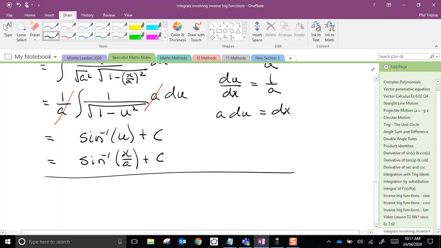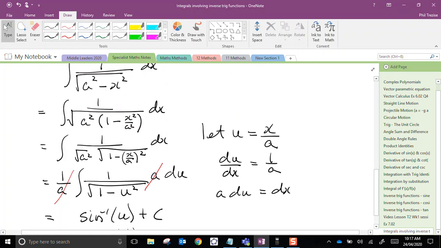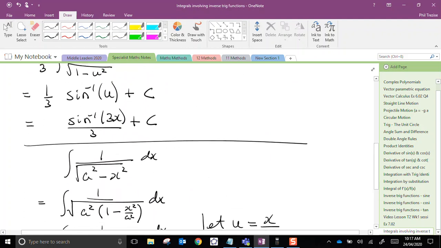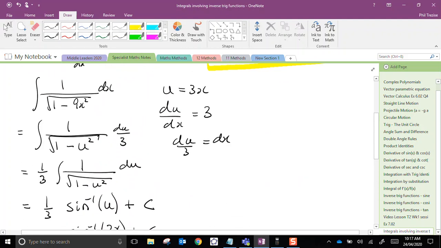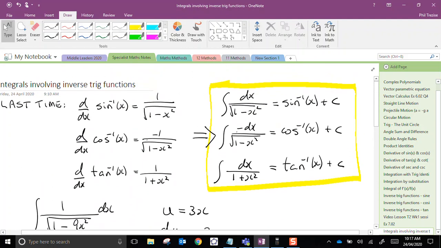Now we can do the same sort of process if we start with, instead of a squared minus x squared, any of these forms we've got up here in the yellow box. We can use the same type of trick. I don't want to demonstrate all 3 of them, of course. I want you to have some practice at doing this yourself. But the point I want to make is that any of our inverse trig derivatives can be written the other way around as integrals. Yes, that's something we already knew.